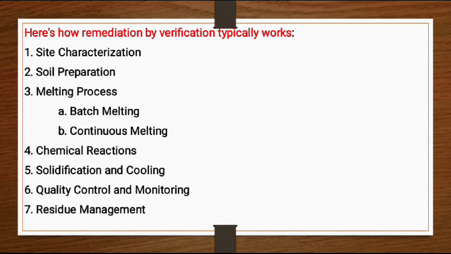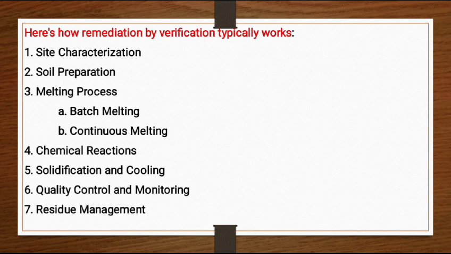And third one is the melting process. We have two processes of melting: one is batch melting and the other is continuous melting. In batch melting, the contaminated soil or waste is placed in a high temperature furnace or melter, where it is heated to a temperature of 1000 to 2000 degrees centigrade. The heat causes the soil and waste to melt and liquefy, forming a molten glass-like material.